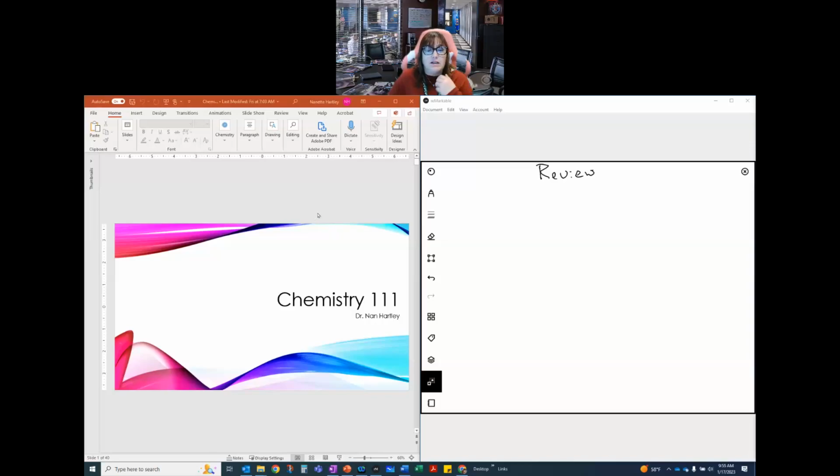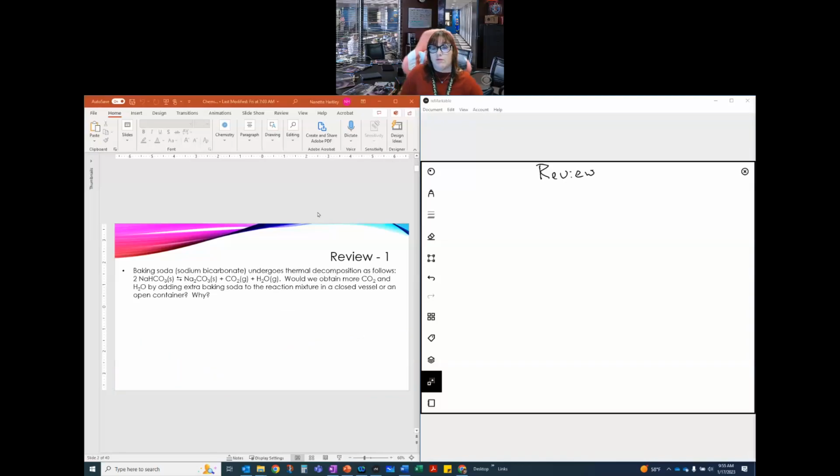So let's take a look at our acid-base definitions. The first thing we're going to do is talk about a review from some of the materials that we've been talking about. It says that baking soda, sodium bicarbonate, undergoes thermal decomposition as follows: 2NaHCO3 solid goes to Na2CO3 solid plus CO2 gas plus H2O gas. Would we obtain more CO2 and H2O by adding extra baking soda to the reaction mixture in a closed vessel or an open container?